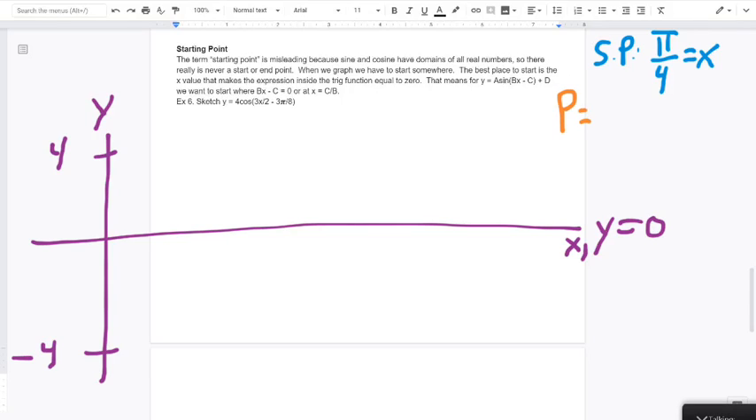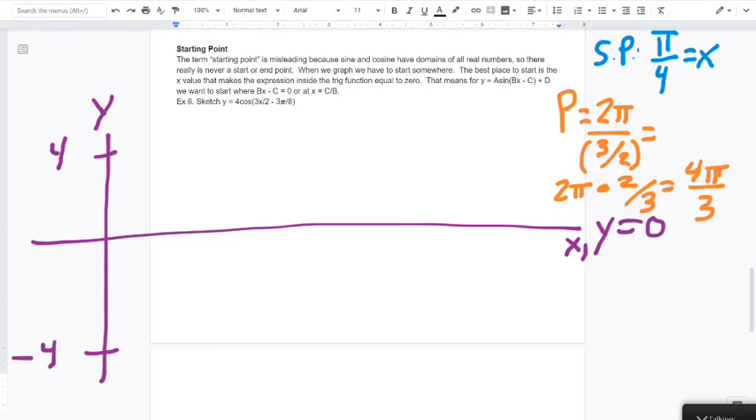Period is always going to be 2 pi divided by B. B in this case would be 3 over 2. Now you could do keep, change, flip, so keep the 2 pi, change the divided by to a multiply, and then flip the 3 over 2 to a 2 over 3, and we get 4 pi over 3 is our period. Which means our increment is going to be 1/4 of that. So if we take 4 pi over 3 and divide it by 4, that's the same thing as multiplying it by 1/4. We get that our increment is pi over 3.